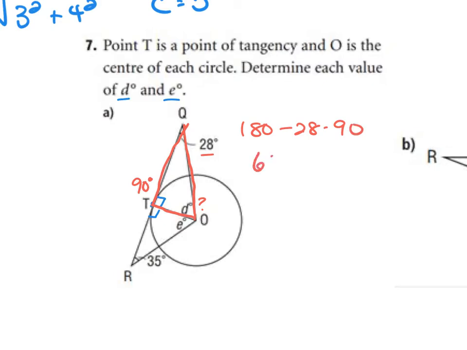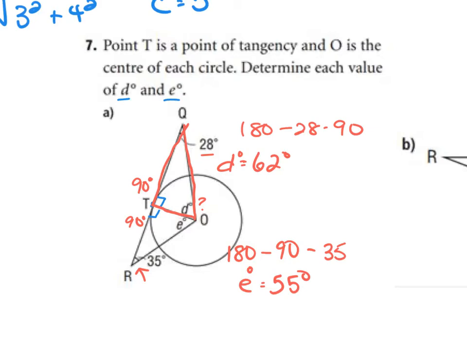Gives me 62 degrees. So D would be 62 degrees. And then I can do the same thing over here for E. So I would go 180 minus this 90-degree angle here, minus the 35-degree angle here. And I would get E equal to 55 degrees.